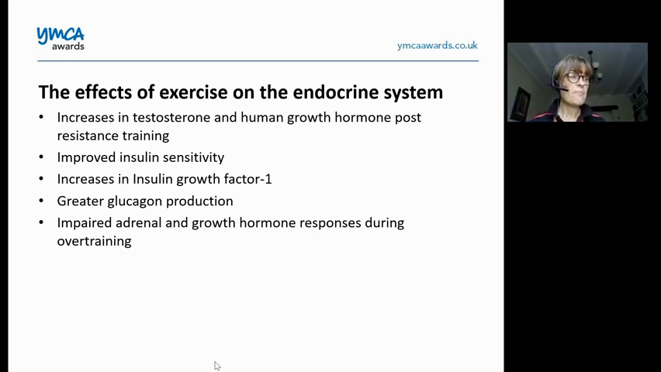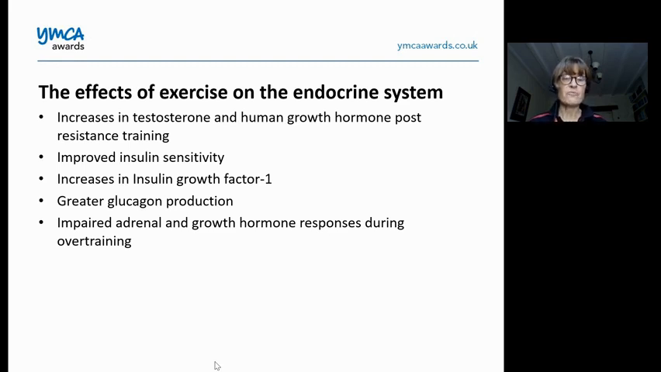But primarily, if you do quite high training, you're going to get some increases in testosterone levels, and there are small levels of testosterone in females as well, and growth hormone as a result of heavy resistance training. So that's some increases in those two hormones. When you exercise, you get improved insulin sensitivity. So that means that your blood sugar controls are improved. So for people with type 2 diabetes, exercise is going to be a really positive thing in helping them control their insulin sensitivity. And you also get an increase in something called insulin growth factor 1.